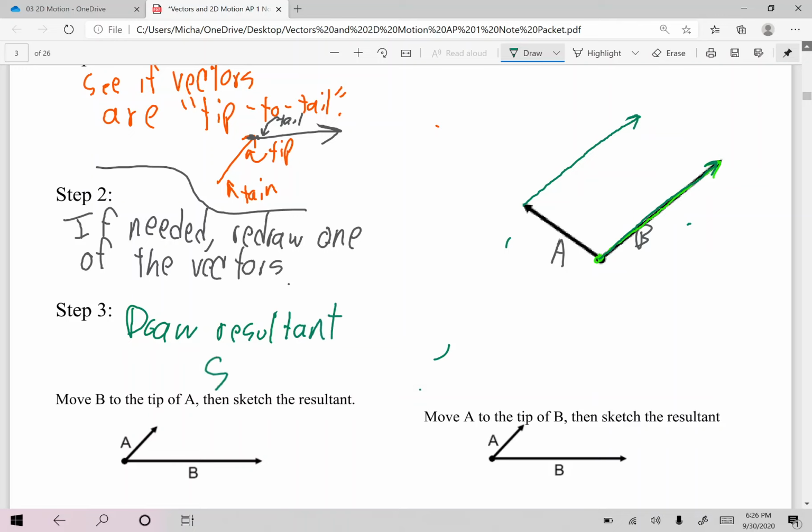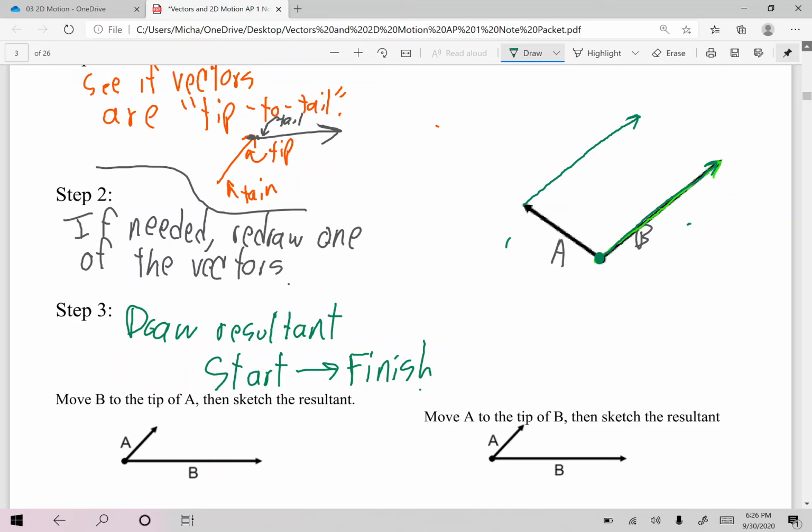And the resultant always points from start to finish. If this sounds familiar from distance and displacement, or specifically displacement, it's because displacement is a vector. So we were actually doing this process the whole time. We just didn't formalize it like this. So that's what I'm going to do. I'm going to draw it from start to finish.